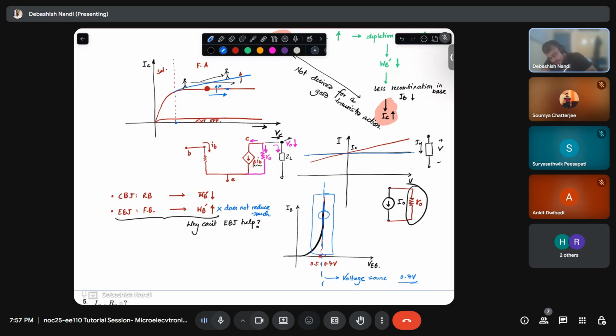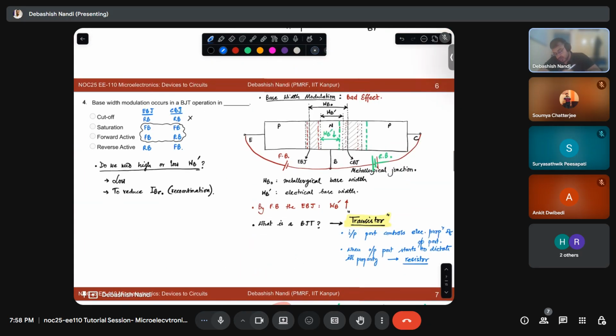And there is another concept. If you have lines like this, all these lines intersect at the same point, and this point is called your early voltage. Fine. So in saturation we have seen it cannot happen, because the base width is getting reduced at the collector base junction.